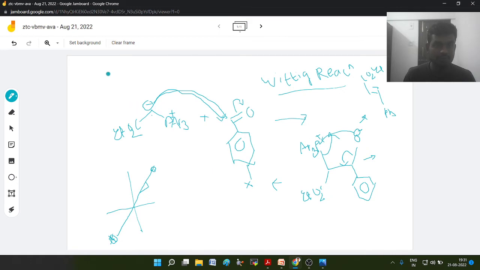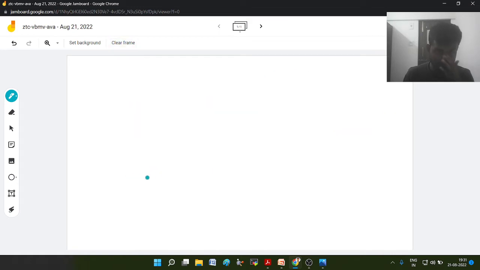Control A, so clear frame. So what we have here is a simple reaction, and N double bonded O, there is a plus. If you find any problem with these examples, let me know. If you have any doubt, let me know.